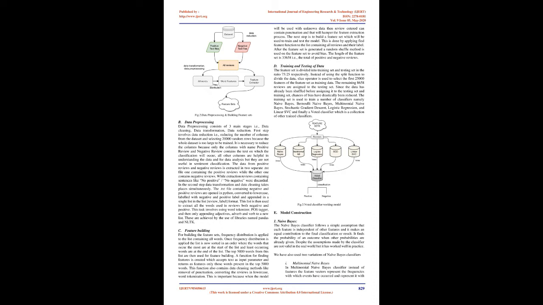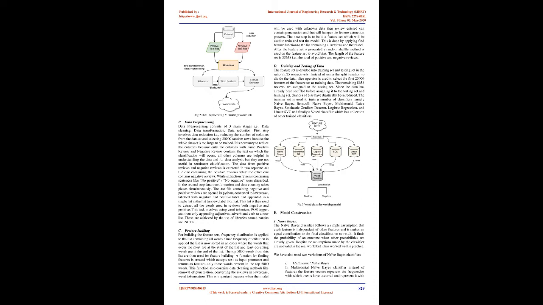C. Feature building. For building the feature sets, frequency distribution is applied to the list containing all words. Once frequency distribution is applied, the list is sorted in an order where the words that occur the most are at the start of the list and the least occurring words are at the end of the list. The top 5,000 words from this list are then used for feature building. A function for finding features is created which accepts text as input parameter and returns as features only those words present in the top 5,000 words.